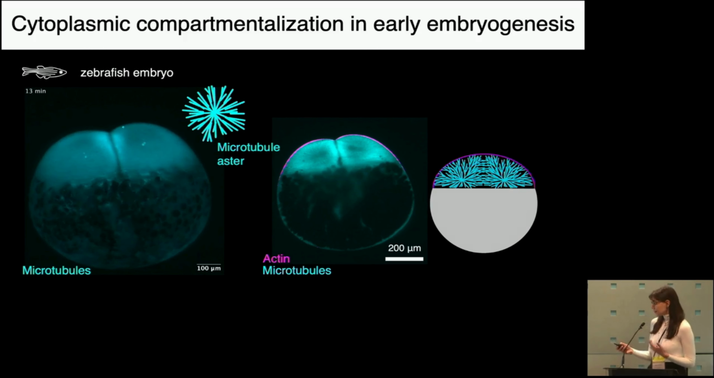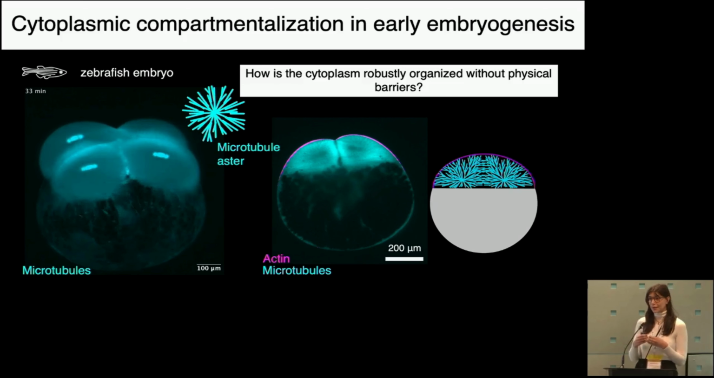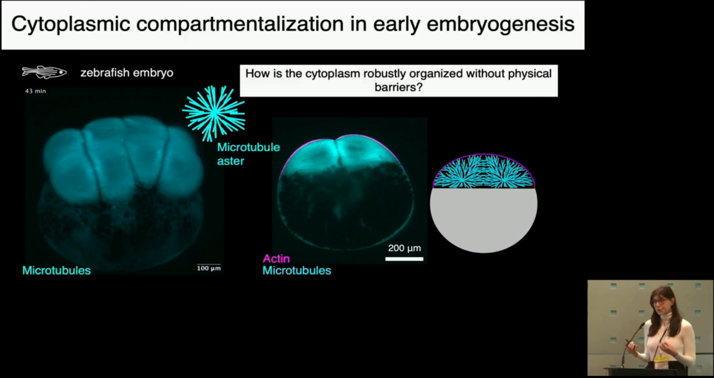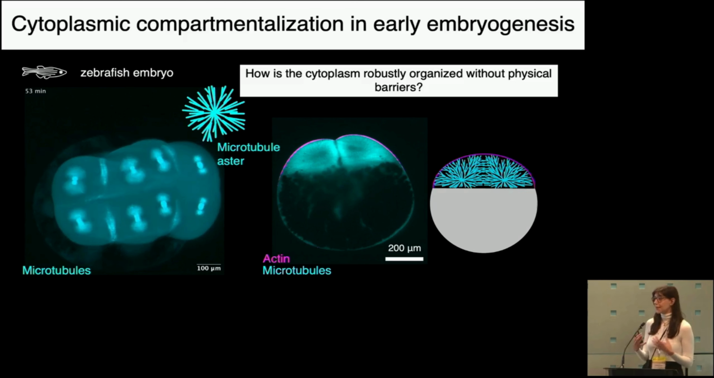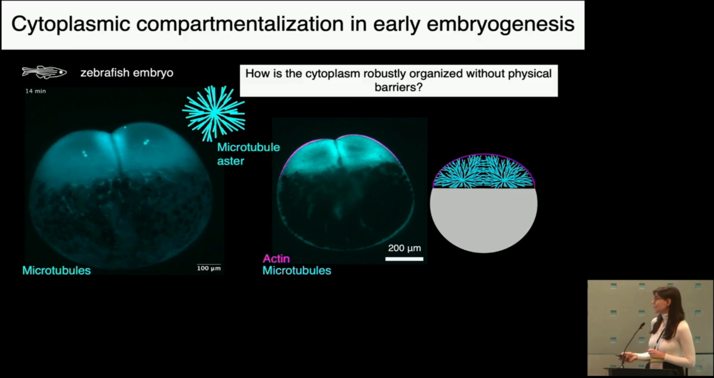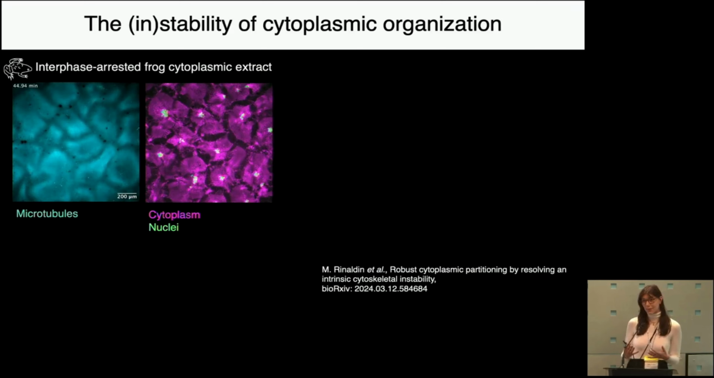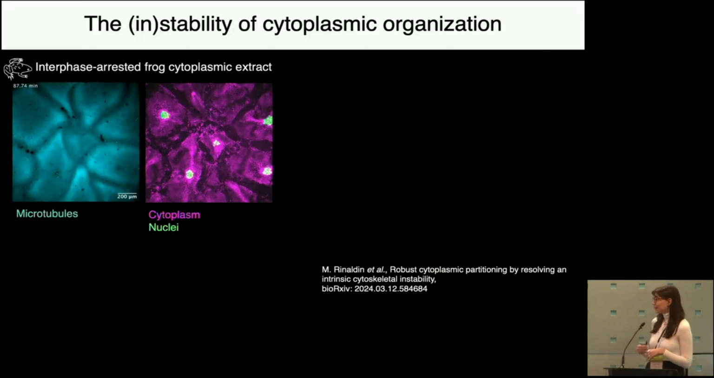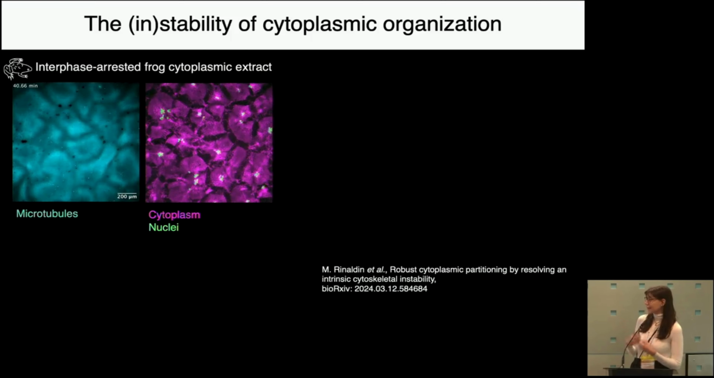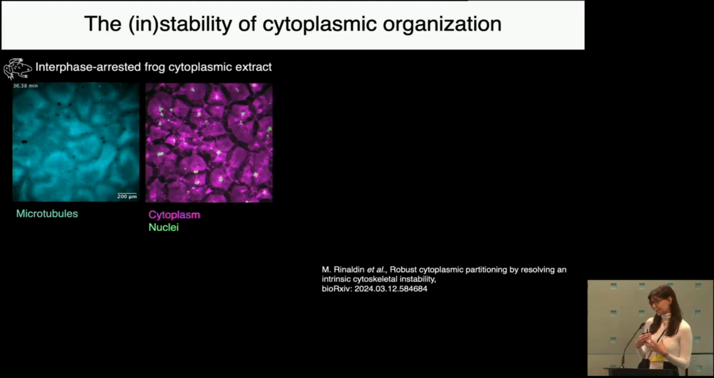So this raised the question for me of how can the cytoplasm be robustly organized and partitioned without physical barriers consisting of a cell membrane. To study this process, in my postdoc, I used frog cytoplasmic extract. And by looking at this compartmentalization, I discovered an instability that is driven by microtubule aster growth.